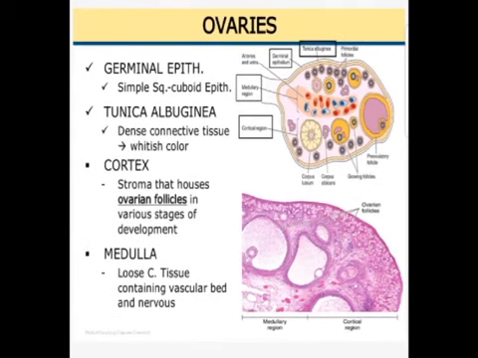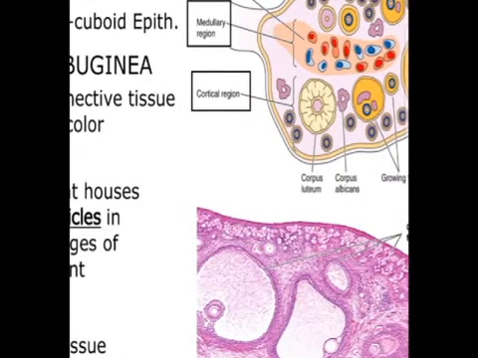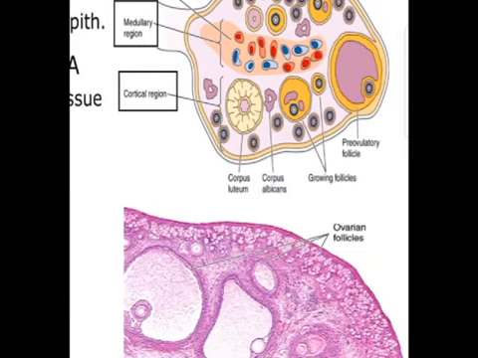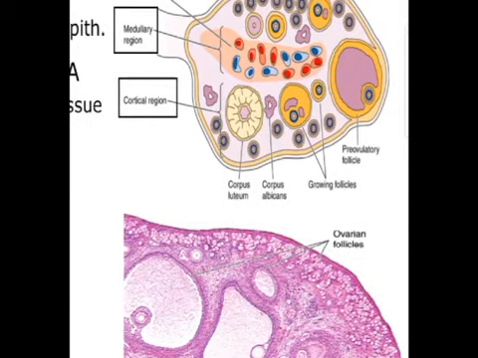And in the cortex, you can see in the stromal cells, there are follicles in the different stages of development, starting from the primordial follicle. Then there are secondary follicles. These are the primordial follicles. Then these primordial follicles become the growing follicles.